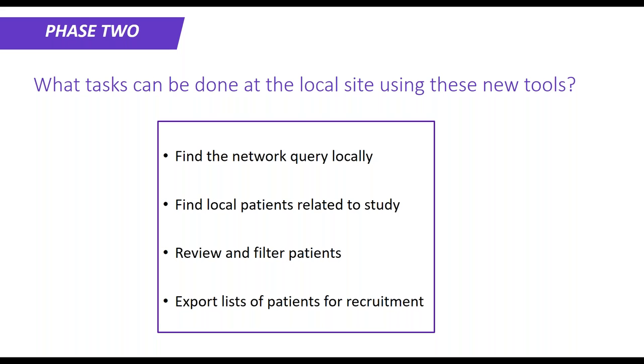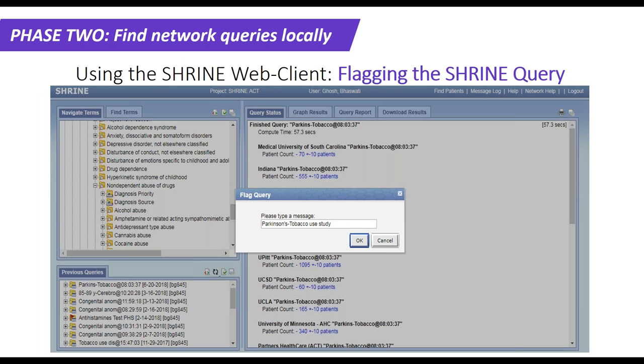The tools will help you find a network query locally. They will help you find local patients for those network queries. You will be able to review and filter patients. And finally, you will be able to export the list of patients for recruitment. And I'm going to explain them in my following slides. But before that, let me discuss flagging a little bit more.